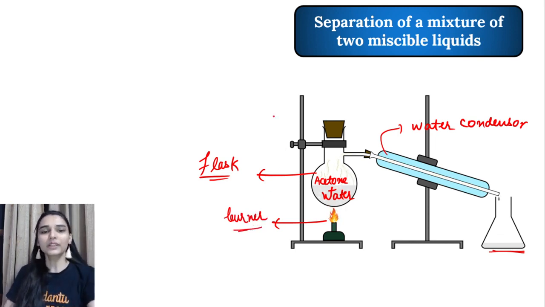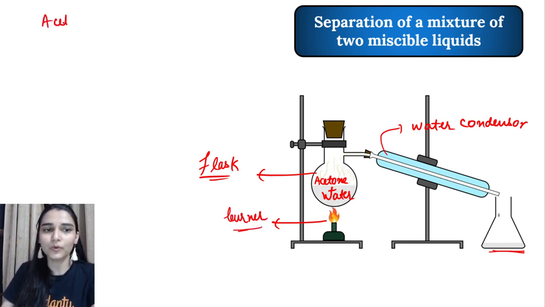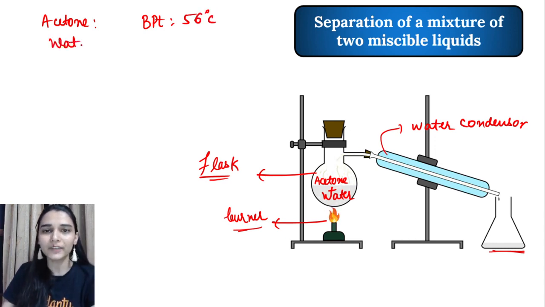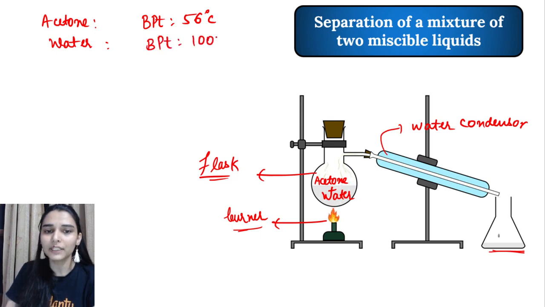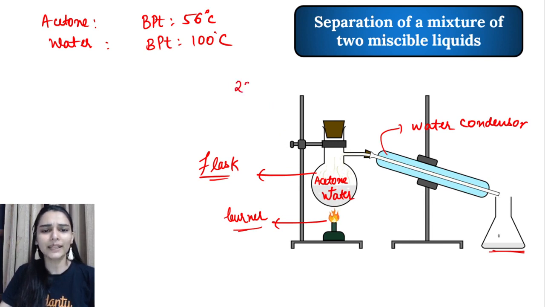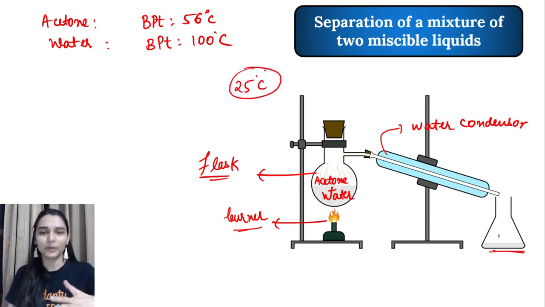Okay, now look, you should know that acetone has a boiling point of 56 degree Celsius. How much is the boiling point? 56. And if you talk about your favorite liquid, that is water, water has a boiling point of 100 degree Celsius. Okay, what did you do? You have this acetone and water mixture and you started heating the mixture. So let's say you started heating from 25 degree Celsius. That is the room temperature. Let's just imagine that.